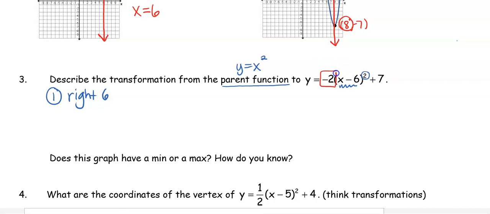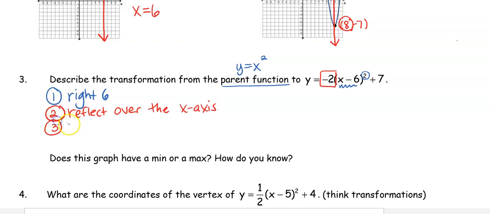Then we go to our multiplier. Now this is the one time it doesn't matter the order. You can either talk about the negative first or the 2 first. So the negative tells me that I'm going to reflect over the x-axis. It does make a difference between the x-axis and the y-axis.